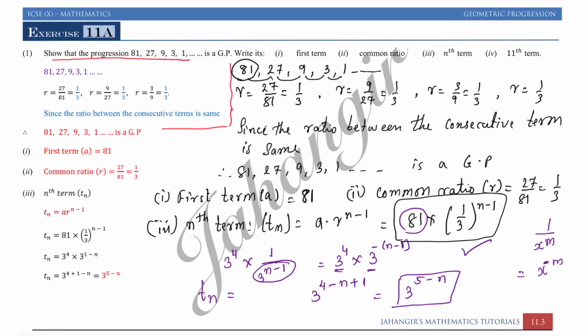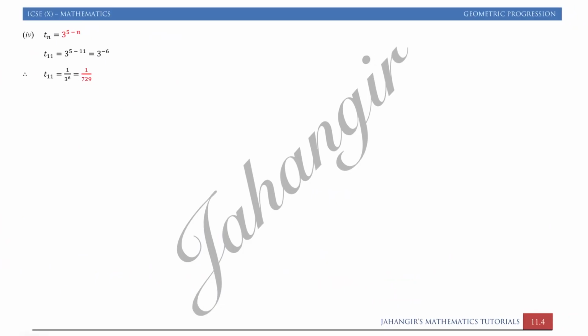Now, next part, question number 4: we have to find the 11th term. So the 11th term will be T11. First I will write the formula which we got for Tn, that is 3 raised to 5 minus n. Now we want T11, that is 3 raised to 5 minus 11, that is 3 raised to minus 6. You can write it as 1 upon 3 raised to 6, that is equal to 1 upon 27 into 27, 729. Hope this is clear.